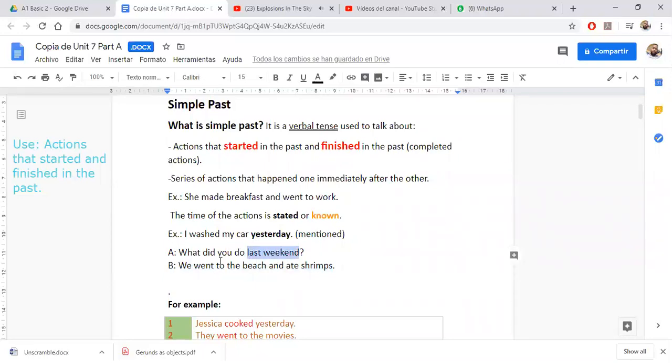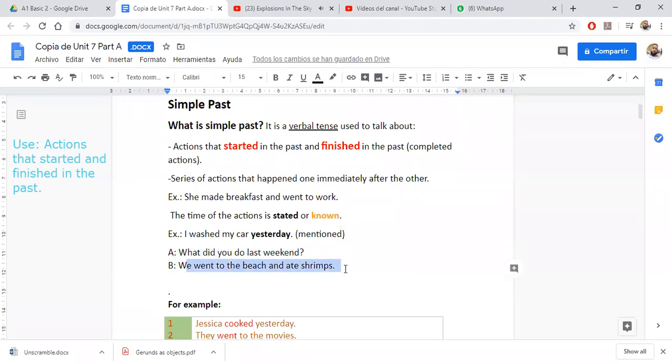What did you do last weekend? So this person is using this time expression, but that time expression is none. It's not mentioned or stated, okay? It's none, because they both know what they're talking about. This person knows that it's about last weekend, but he doesn't want to repeat it. He doesn't have to repeat it because they both know what they are talking about. So in this case, none is when they know, but they don't mention it, okay?